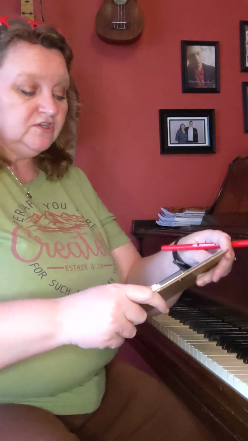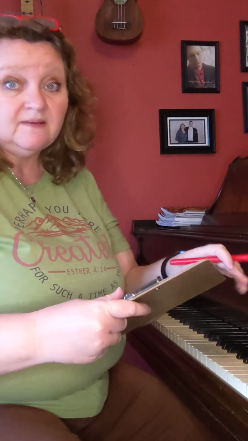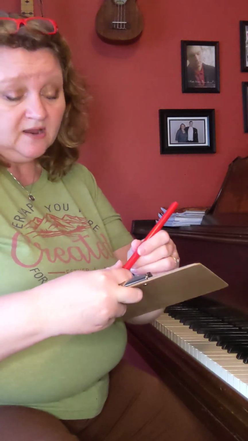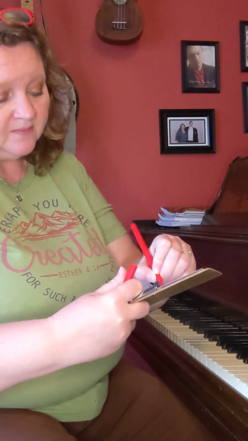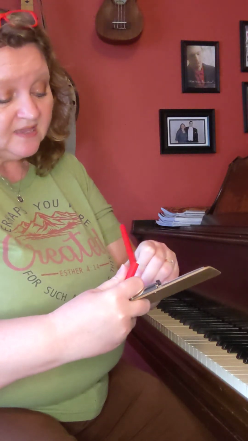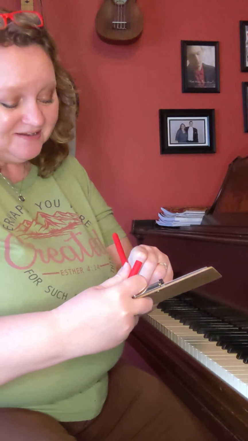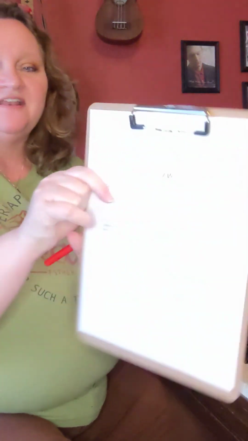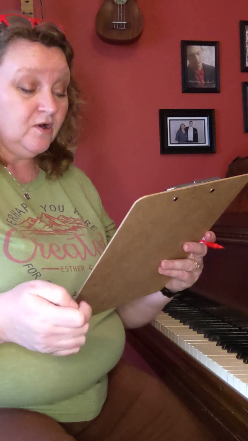The first thing I want you to do is just choose a name or a sentence or something. This is kind of vain, but I'm going to do my own name. So in number 1, under that first column, I'm going to write Shelly Davis. I don't even know how to spell my own name. I got the I and the V mixed up. That's funny. So Shelly Davis, with my typo error right there, is the name that I'm going to work with.